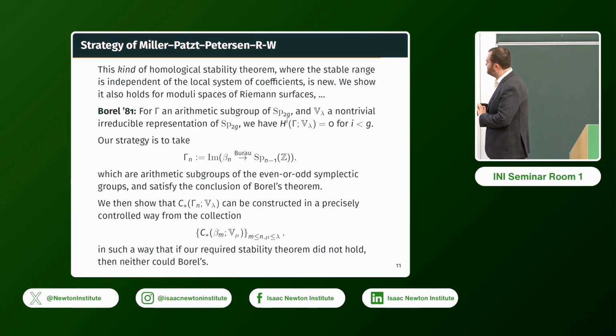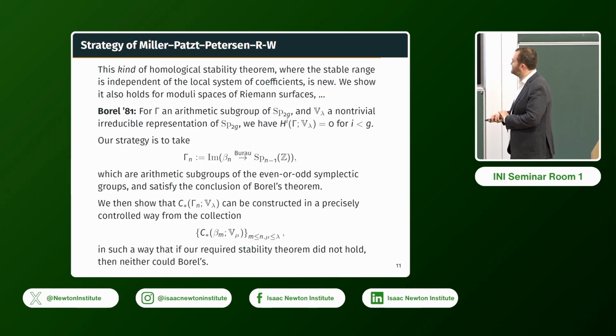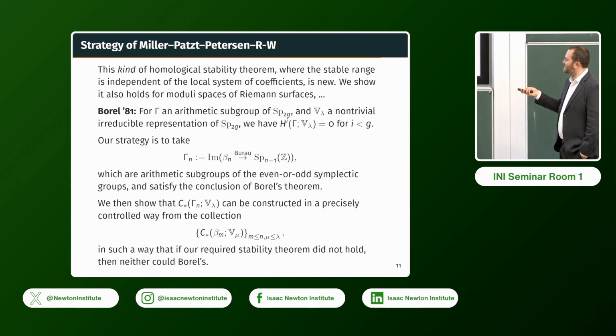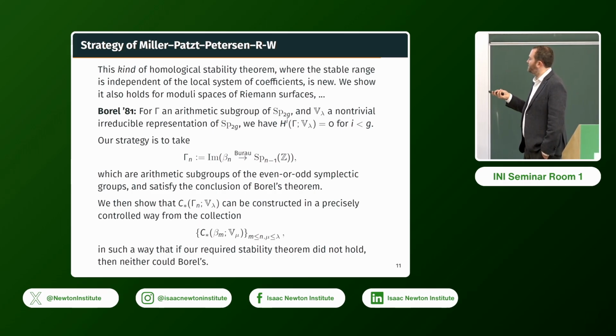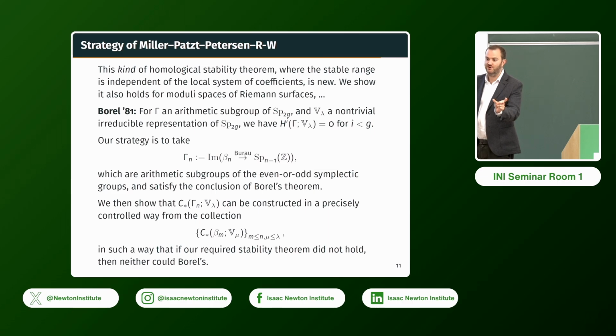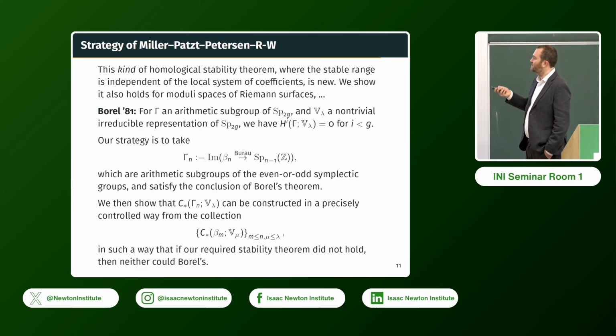And what we do is that the word precisely controlled means that if the braid groups didn't have stability in a uniform way, then some relative homology group of a braid group relative to a previous one would be not zero anymore. And that non-zeroness would propagate all the way through this business, and it would prove that these gamma n's also do not have stability. But they do, because of this theorem of Borel, or at least something very close to this theorem of Borel.